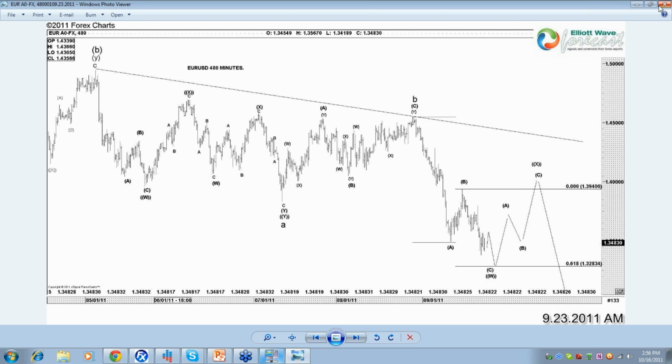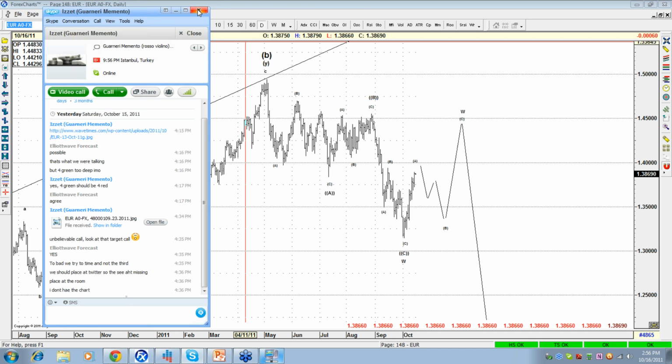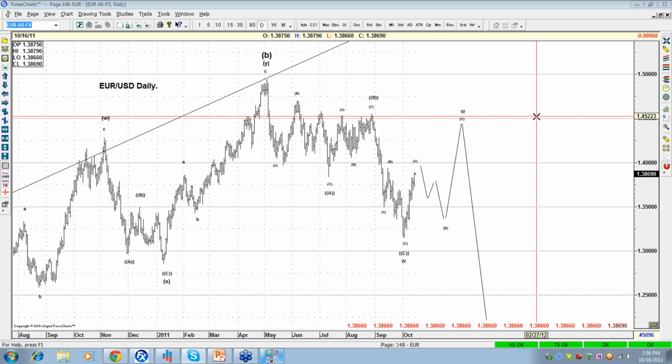This can be a triangle in the weekly, like my good friend Lewis is saying. This can be a huge weekly triangle on the euro.